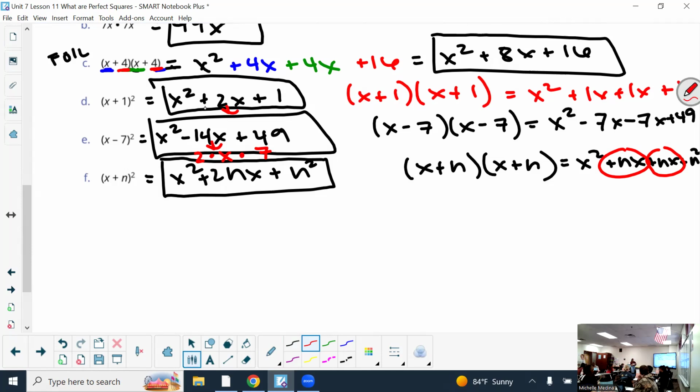So then look at this one. What's the square root of x squared?